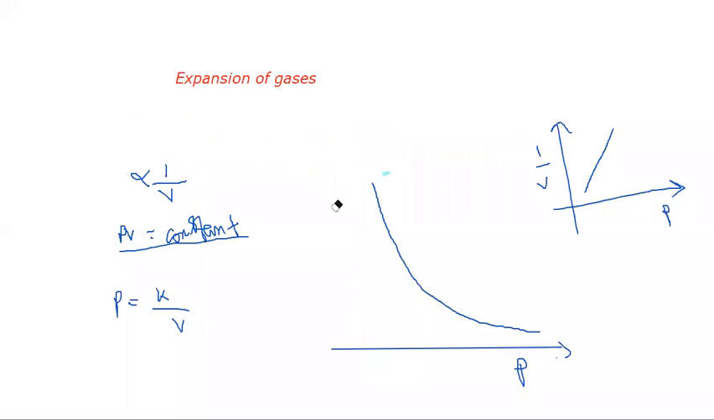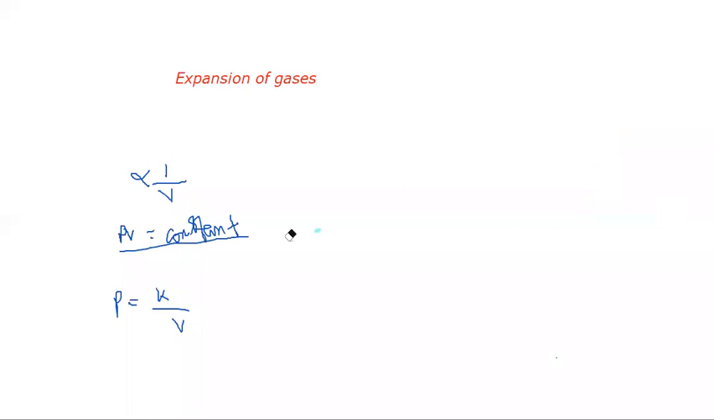So this is Boyle's law, and this can be explained as PV equals constant. So you can write P1 V1 is equal to P2 V2 is equal to P3 V3, like this. This will be important for solving numericals.